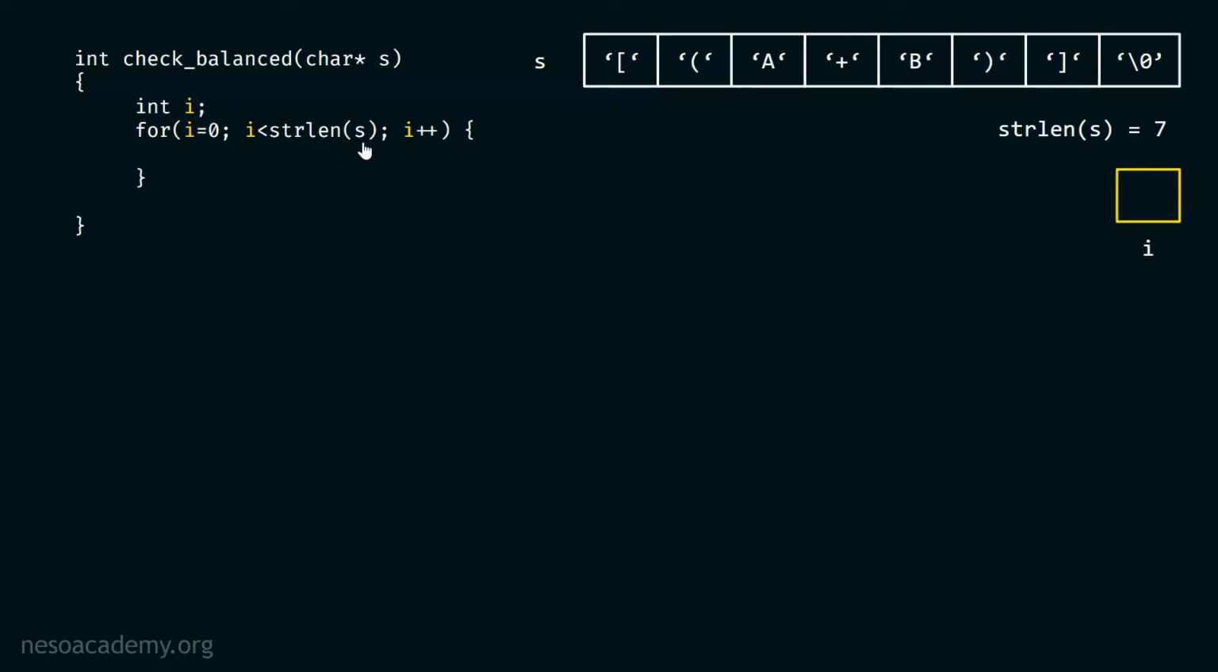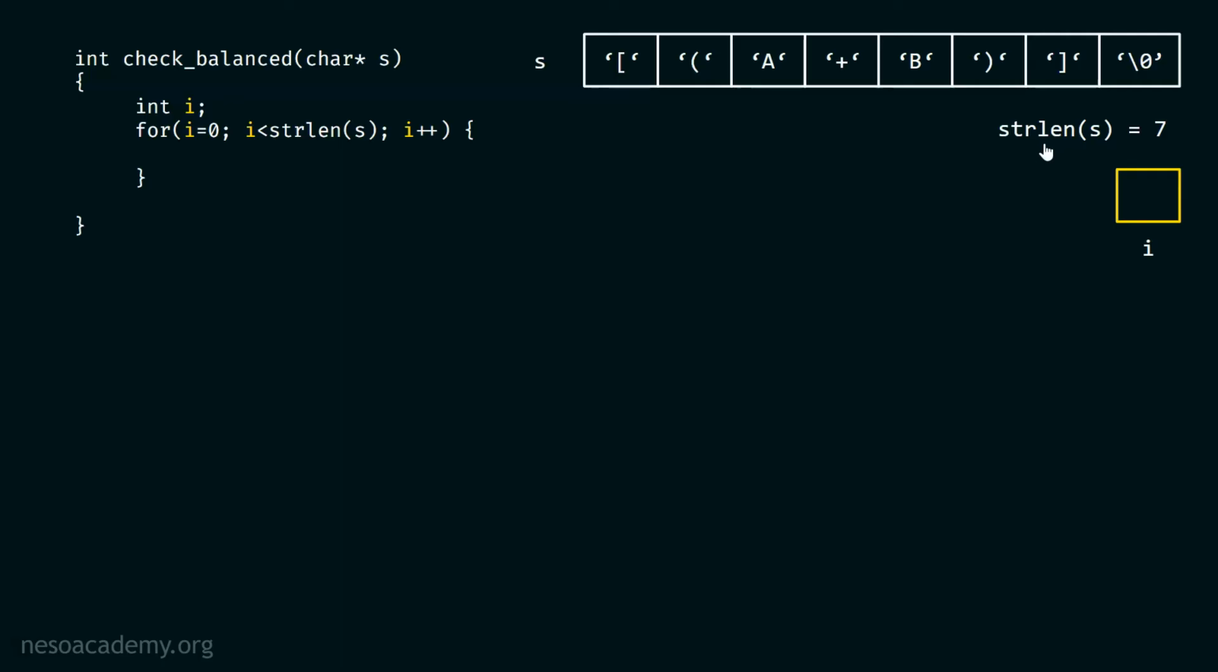Now what do we mean by this? We know that the strlen function will return the length of this particular string. Here I have passed s to it, which means that it will return the length of this string. You can see that the length of the string is 7. Therefore, strlen(s) will return 7. Correct?